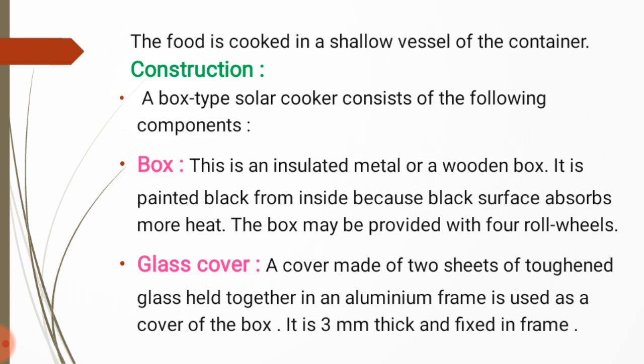The glass cover is used for this purpose: when we place the system in sunlight, the beam radiation is collected on the plane mirror, and after that there is a reflection from the plane mirror, and this reflected radiation is focused into the box. So the upper part, that is the glass cover, transmits the maximum amount of solar radiation inside the box. The glass cover has the ability to transmit nearly 95% of solar radiation. Therefore the glass cover is used.